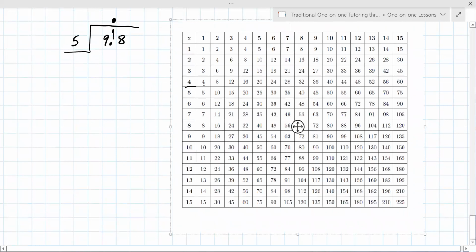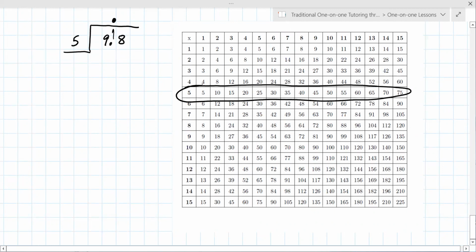So here's 5 in your table. Is 9 in there exactly? No. Okay, what two numbers is 9 between? 5 and 10. Okay, so you choose the smaller number, 5, 1 time. So you put a 1 there, 1 above the 9.